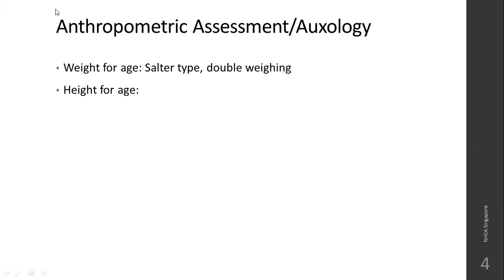The child should be barefooted, and while taking the height, the shoulders should touch the wall, the buttocks should touch the wall, and the occiput of the skull will also touch the wall. The child will look straight ahead, chin should be up, and that's how you calculate the height of the child.